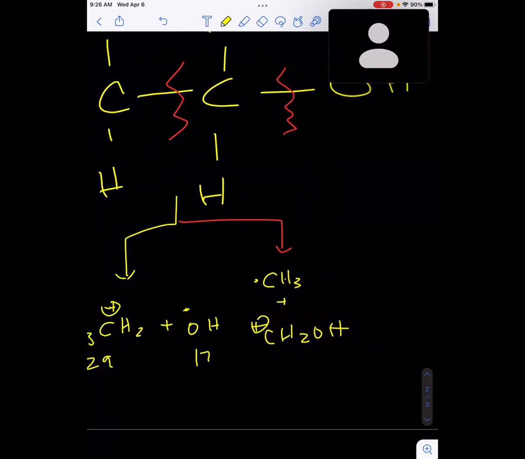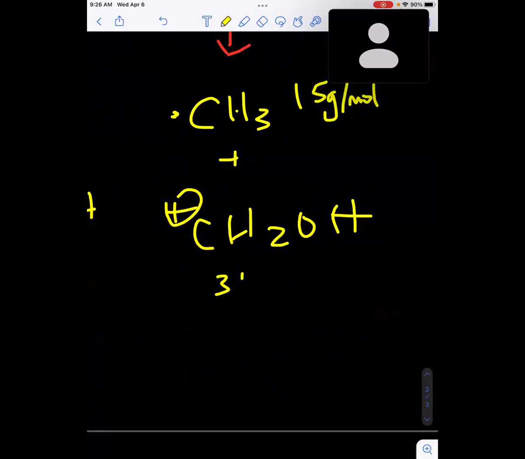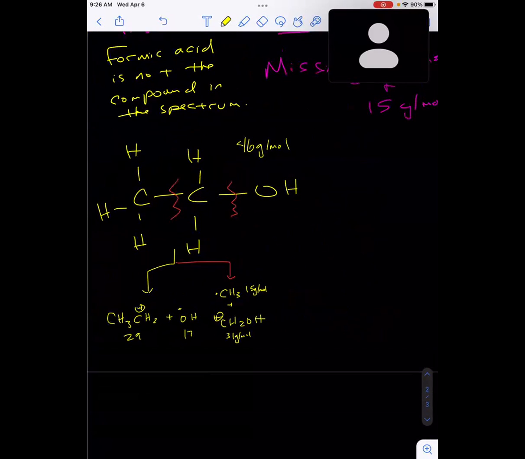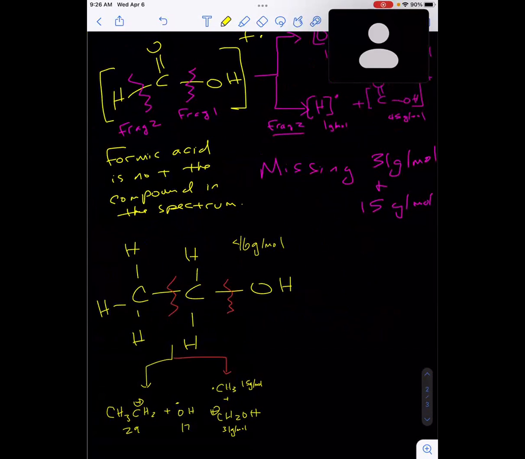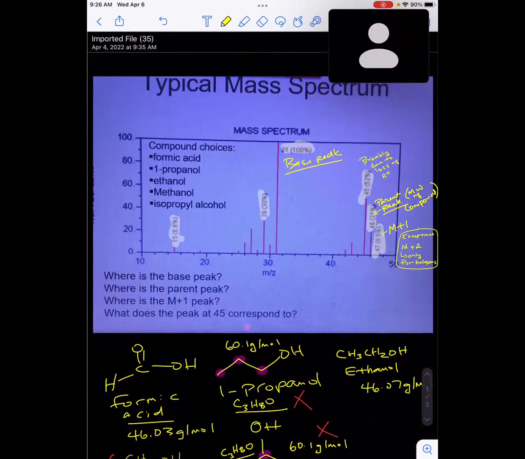All right, so CH3 and then CH2OH. This is 15 grams per mole. And then this is 31 grams per mole, which is the base peak. So that's basically all of our fragments from this spectrum. We got 46.